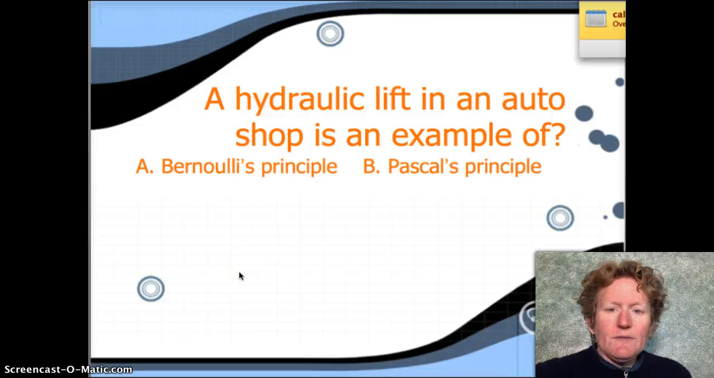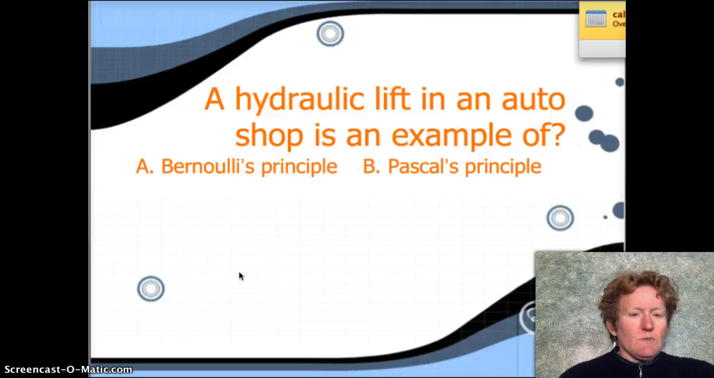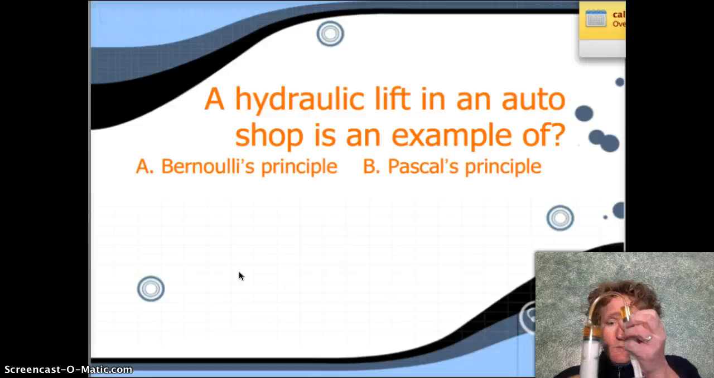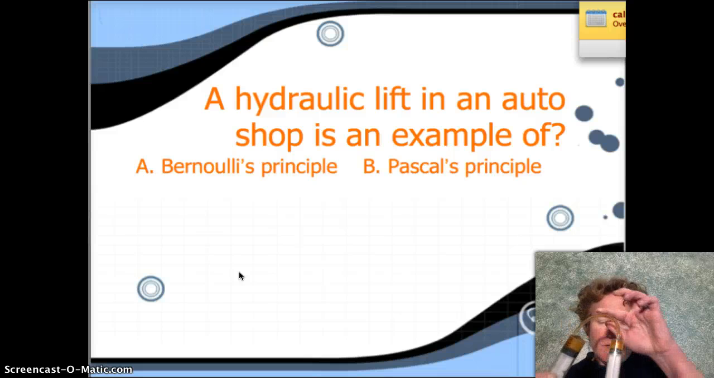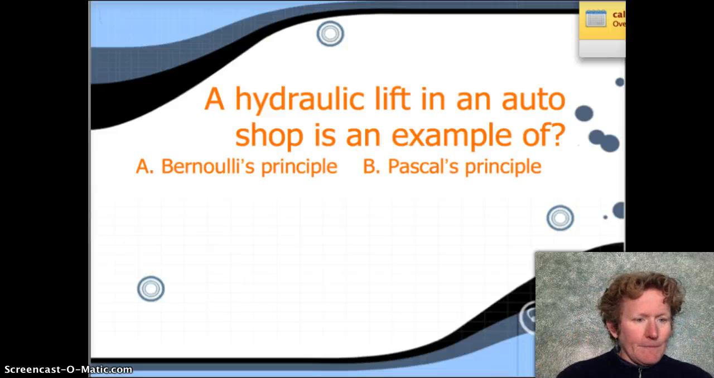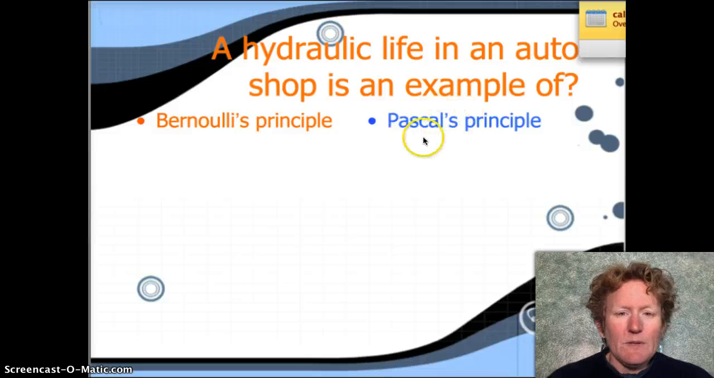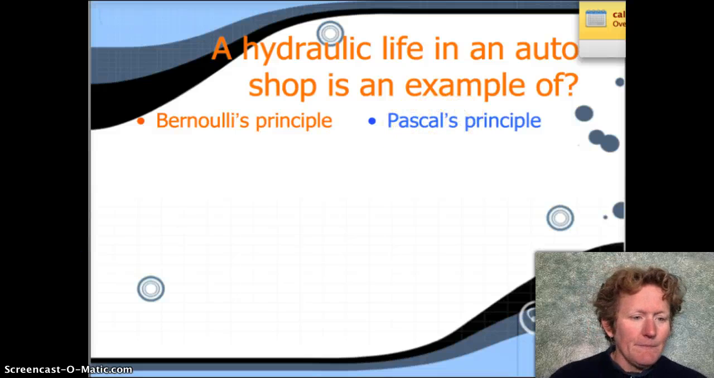A hydraulic lift demonstrates Pascal's principle. So if we have Pascal's principle here, we're equalizing the pressure in a hydraulic system. There's a fluid here. So Pascal's principle, hydraulic system.